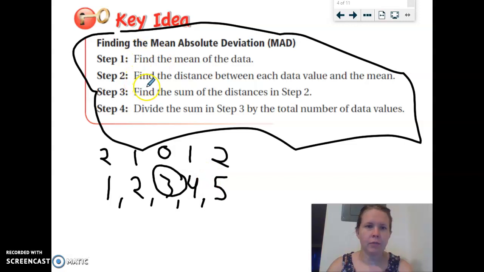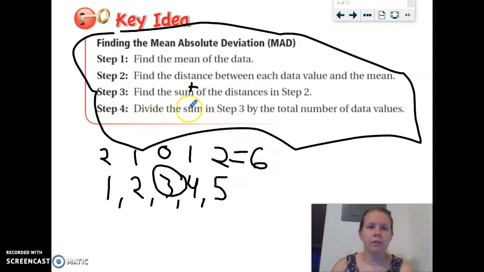Then what you do in step 3 is you find the sum of the distances in step 2. So when you find your sum, remember that means addition. So I'm going to add all of these up that I just wrote above. So 2 plus 1 is 3, plus 0 is still 3, plus another 1 is 4, and plus 2 would be 6. Okay?